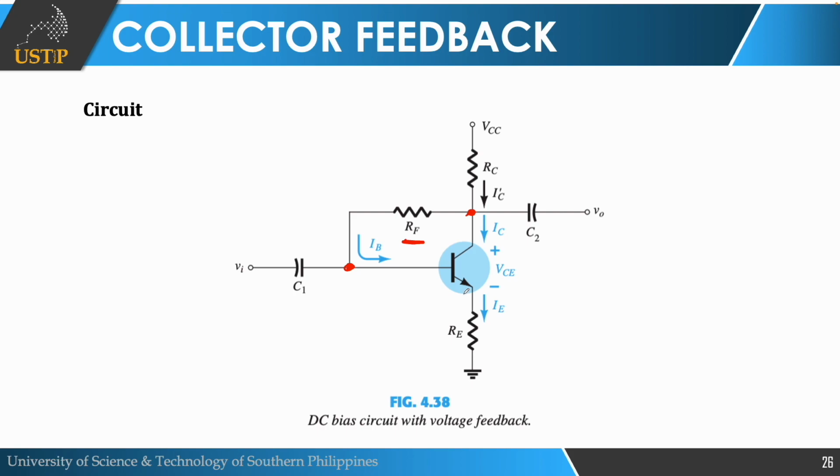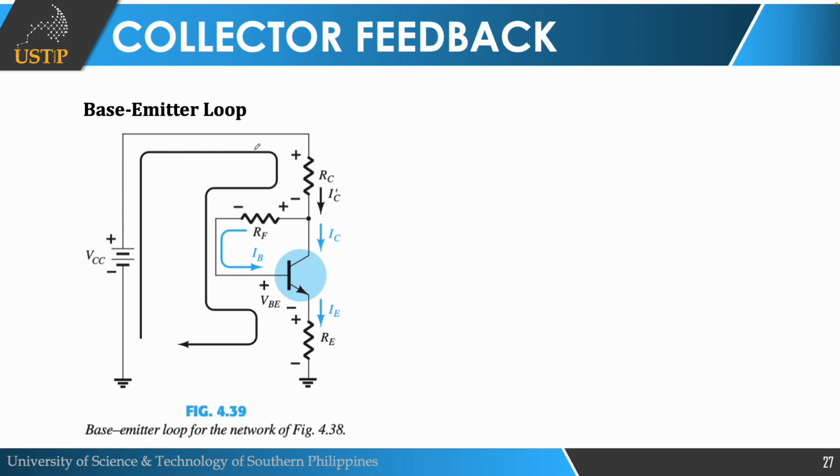Solving for the base emitter loop, we need to use KVL on the input side so we can get the expression of minus VCC plus, now this one. Remember that for the emitter bias, the current flowing through your RC is just equal to IC. But in this case, the current flowing through your RC is no longer just IC, but IC prime, because in this node here, IC is flowing through your collector terminal and IB is flowing there. So that means your IC prime is just the total of your IC and IB.